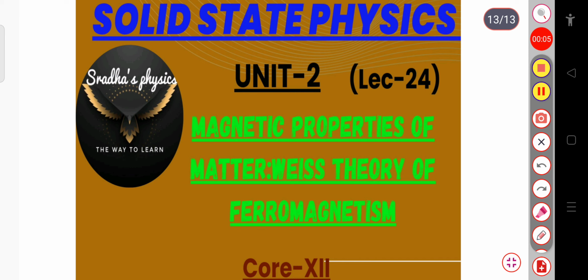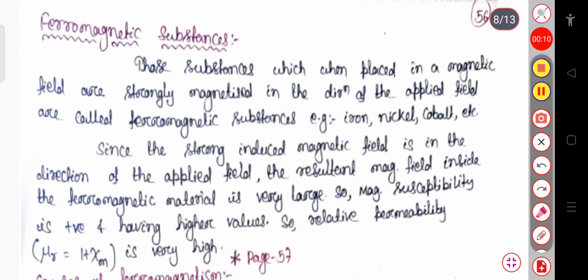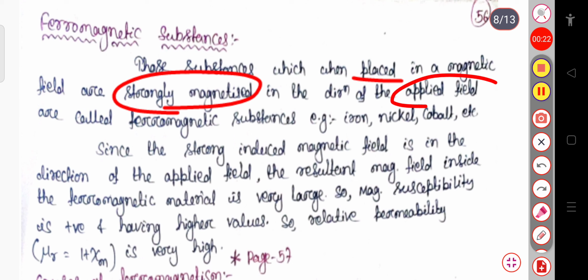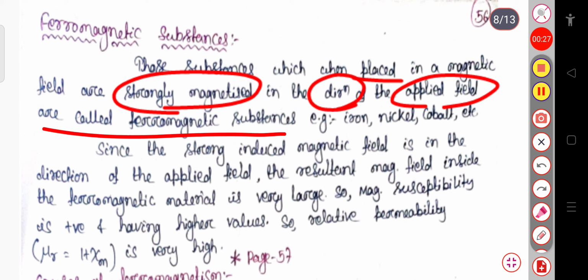In this lecture, we will see Weiss theory of ferromagnetism. So before going to the topic Weiss theory, let us first discuss what ferromagnetic substances are, more briefly. The substances which, when placed in a magnetic field, are strongly magnetized in the direction of the applied field, are called ferromagnetic substances.